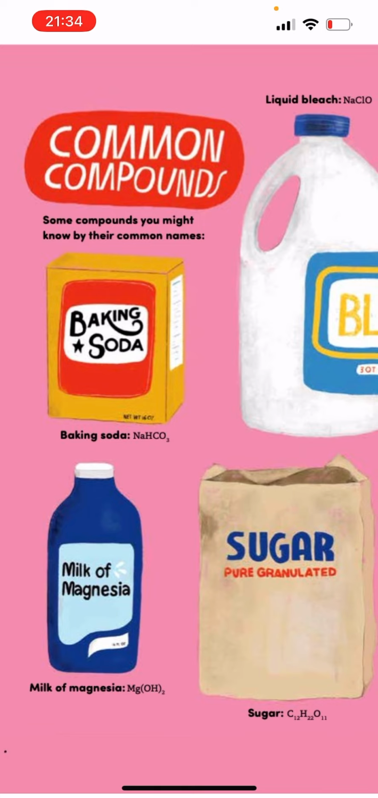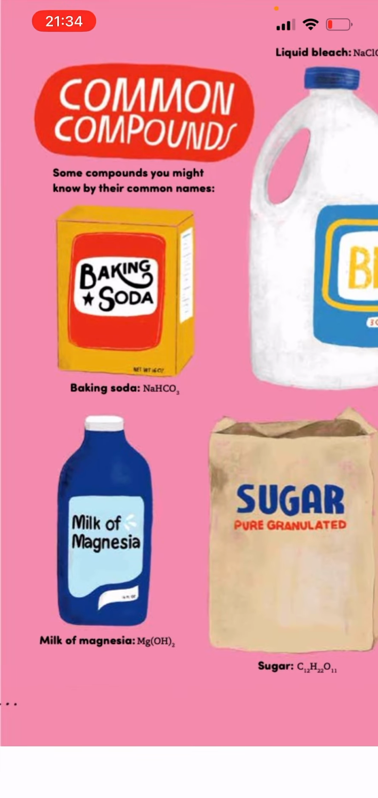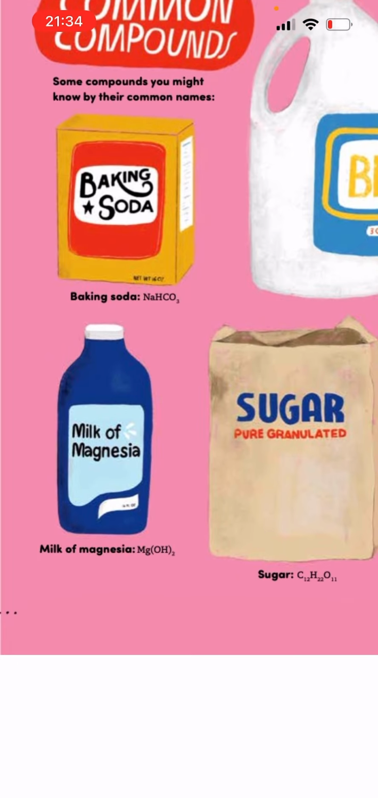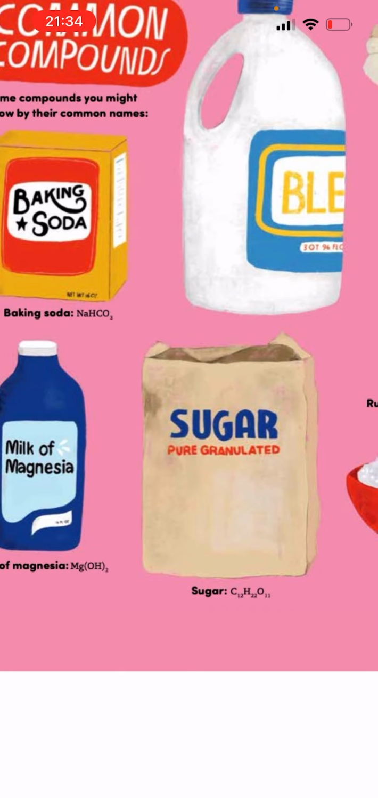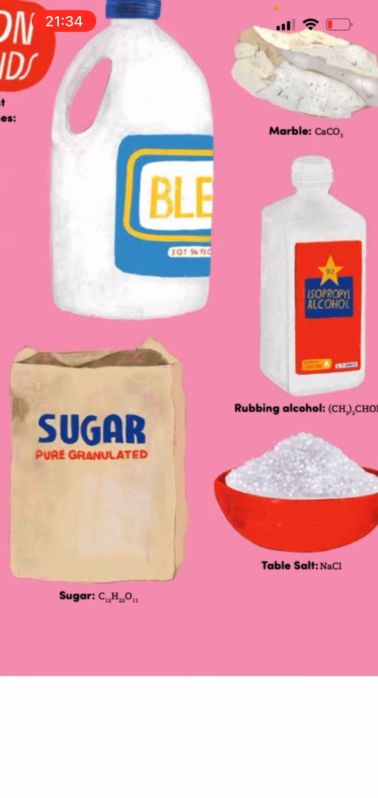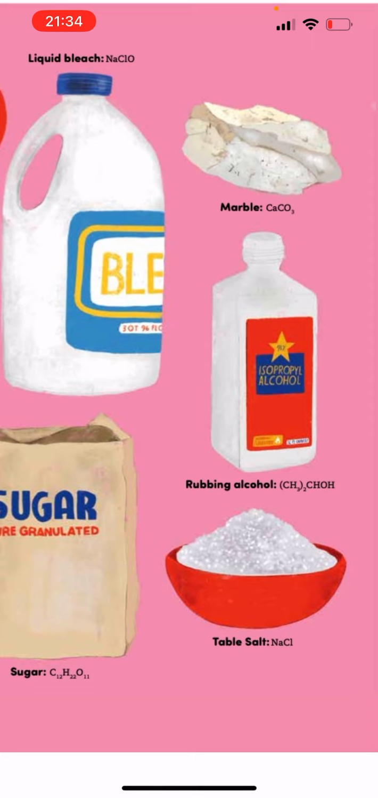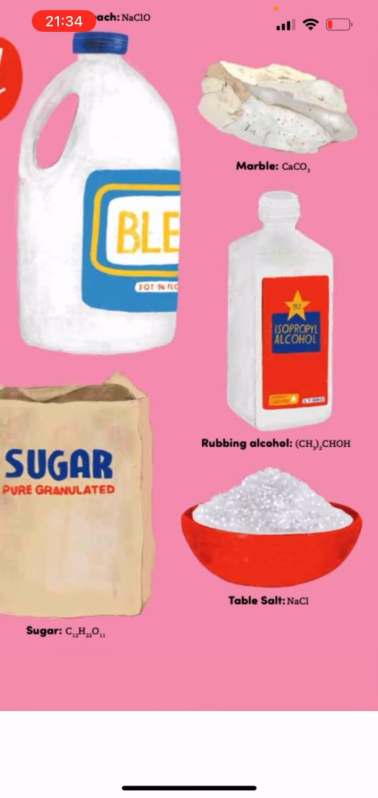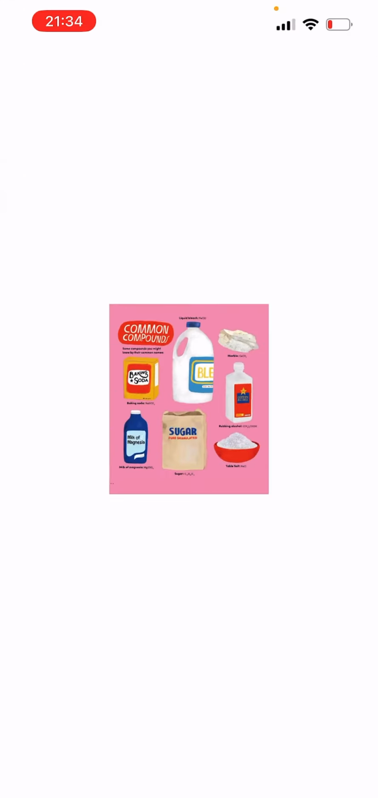Common compounds. Some compounds you might know by their common names: baking soda, NaHCO3; milk of magnesia, Mg(OH)2; liquid bleach, NaClO; sugar, C12H22O11; marble, CaCO3; rubbing alcohol, (CH3)2CHOH; table salt, NaCl.